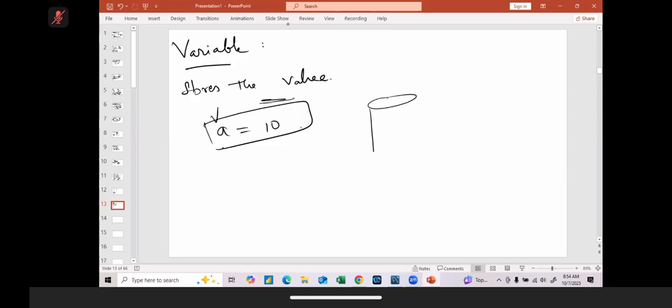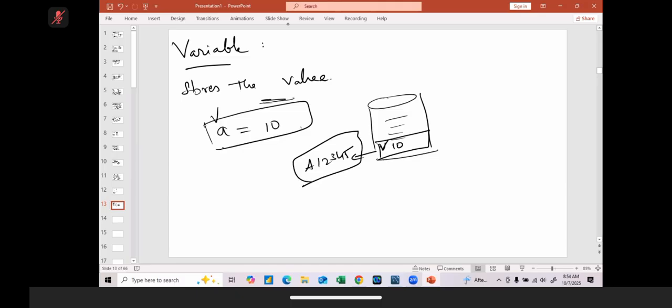10, for example, is stored in our database here in this portion. For this place, we'll have an address. For example, A12345. This is the address of this 10 in a database. A will store the address of 10. And whenever we call this A, that will go to this address and pick up the value that is present at this address and then give us the result.